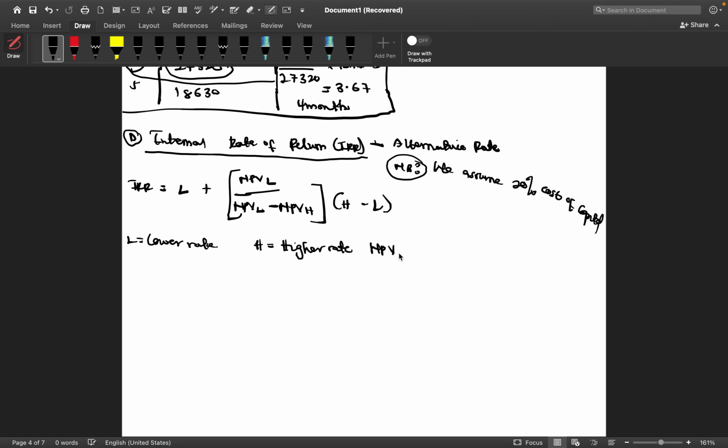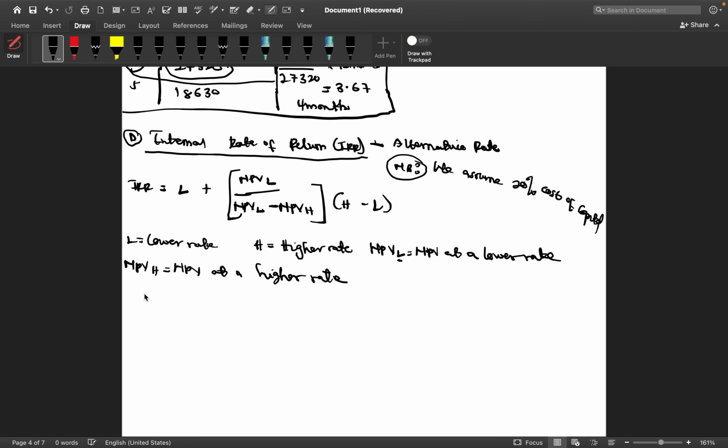So NPVL means, you know, L is what? Lower rate. So NPVL means NPV at a lower rate. So NPVH means NPV at a higher rate. That's the concept.